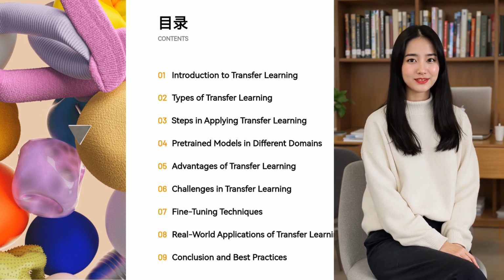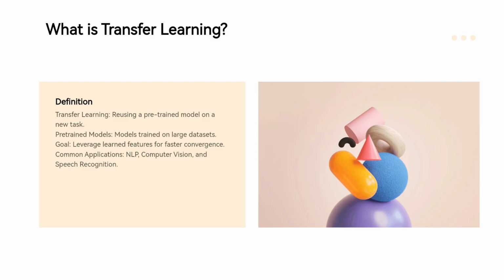Here is the content. Transfer learning is a technique where a pre-trained model is reused for a new, but related task. Instead of training a model from scratch, transfer learning allows you to leverage pre-trained models, which have already learned useful features from large datasets. This technique is highly beneficial for tasks with limited labeled data.